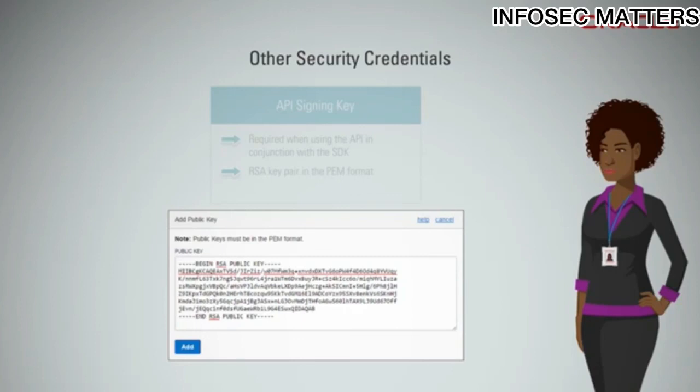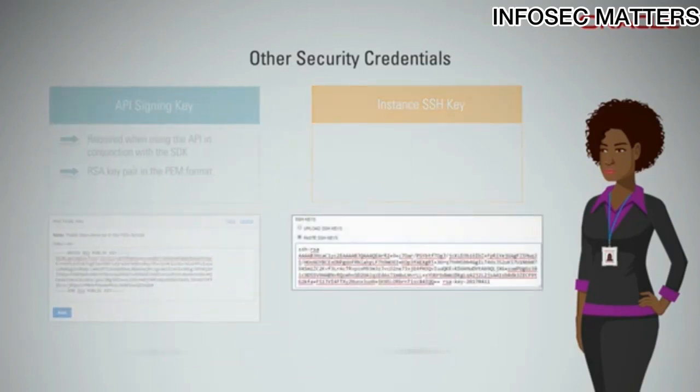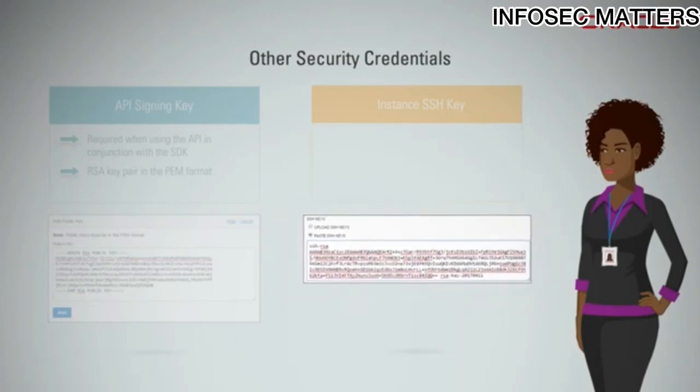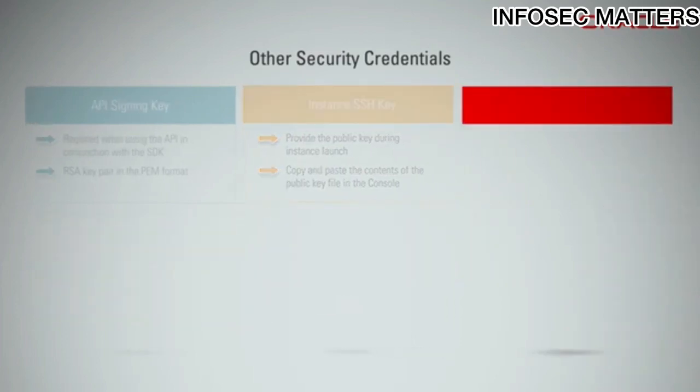This is different from the SSH key used for logging into the instance, which is actually a key. Instance SSH key: the SSH key is used to access the compute instance. When you launch an instance, you need to provide the public key from the key pair. In the console, you'll need to copy and paste the contents of the public key file. Swift password: you use a Swift client to access object storage service for the purposes of backing up an Oracle database system database.